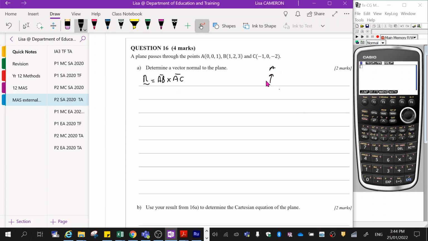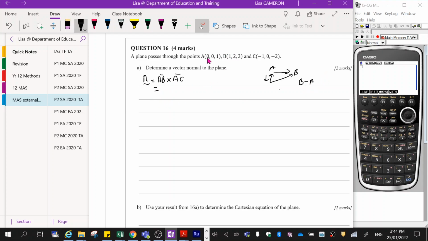Now when I think about it like this, if this is vector A and this is vector B and I want the vector that joins them, that means I have to reverse the direction of A. So the vector that goes from A to B is actually B minus A.